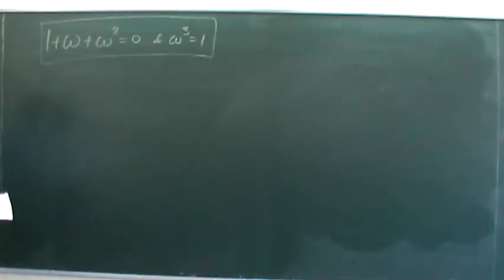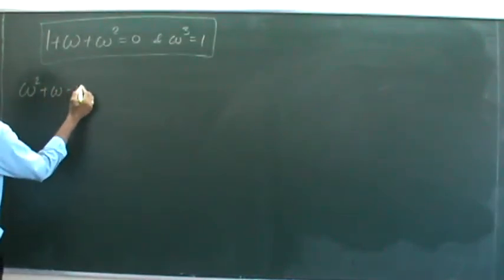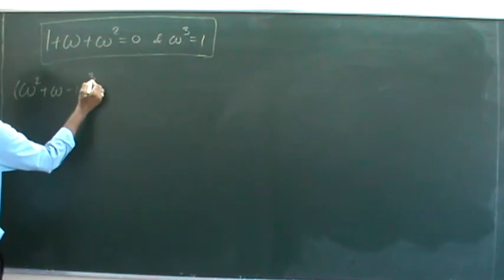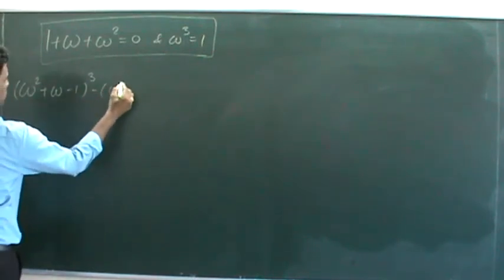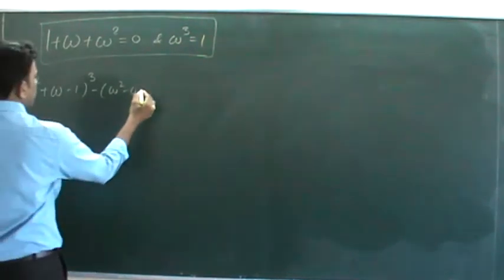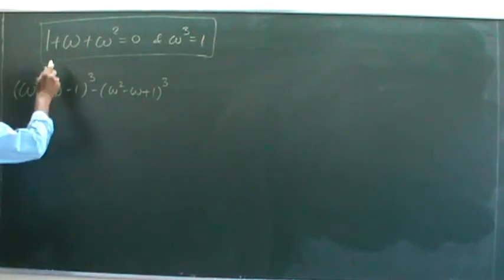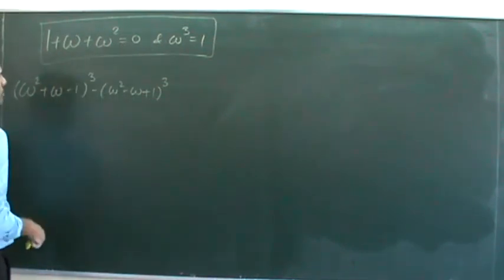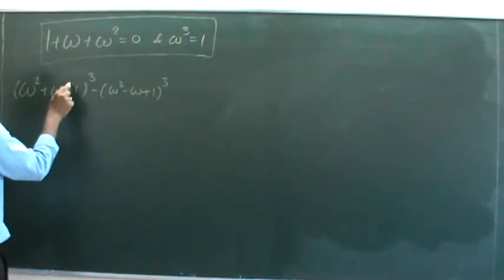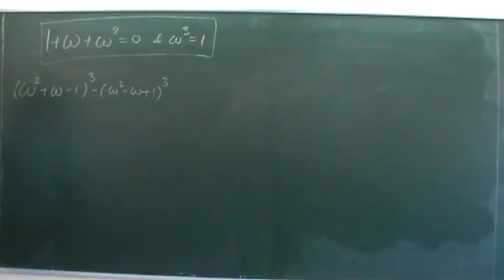Using these I am going to explain the first question on this model: (omega square plus omega minus 1) whole cube minus (omega square minus omega plus 1) whole cube. This is the question, and he asked what is the value. All these are JEE Mains and advanced level questions, children. Here we know the value of 1 plus omega plus omega square. But here there is no plus 1. If there were plus 1 we could put 0, but here minus 1 is there.